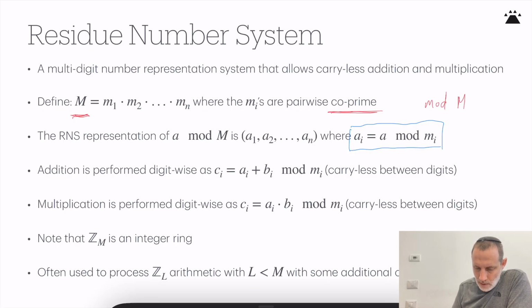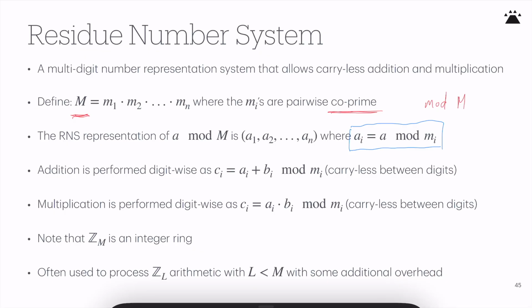Okay, so the output of A plus B in RNS representation is C, such that c_i is simply the sum of a_i and b_i modulo m_i. And multiplication is exactly the same. We're not going to really prove this, but you'll get a sense for it a bit later.